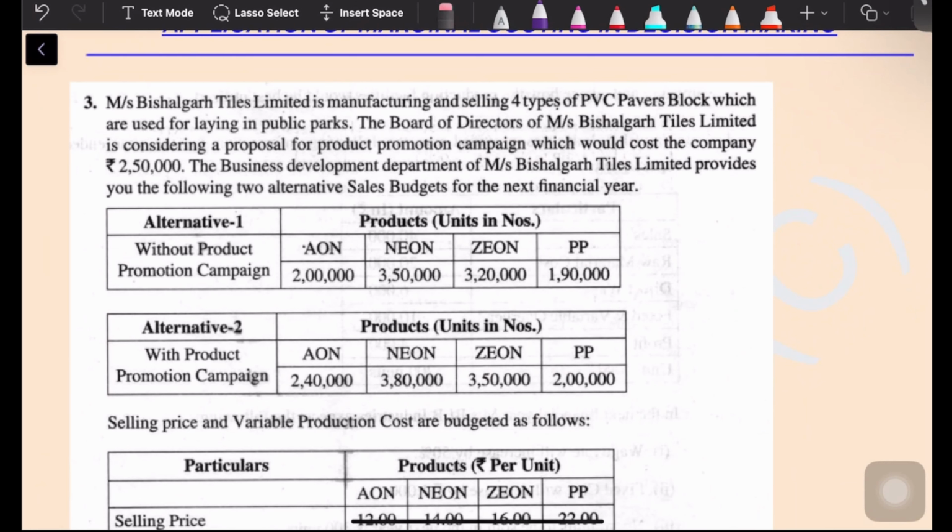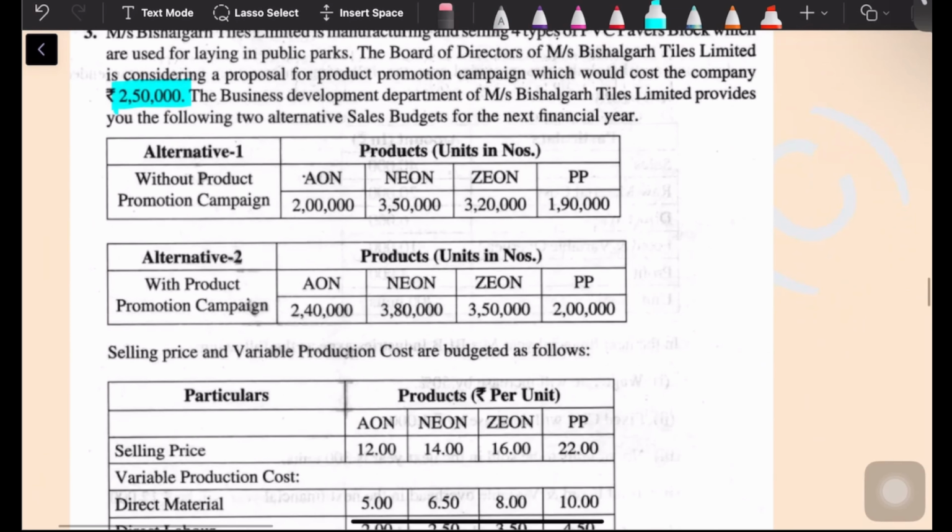Mrs. Bishalgar Tiles Limited is manufacturing and selling 4 types of PVC paver block which are used for laying in public parks. The board of directors is considering a proposal for a product promotion campaign which would cost the company 2.5 lakh. So this is the additional fixed cost. The business development department provides the following two alternative sales budgets. Alternative 1 is without this promotion campaign. Alternative 2 is with the promotion campaign. What is the difference? There are different numbers of units. So with the promotion campaign, there will be more sales, more units.